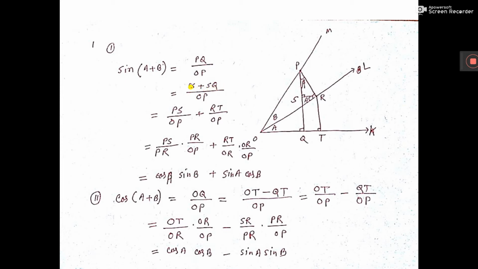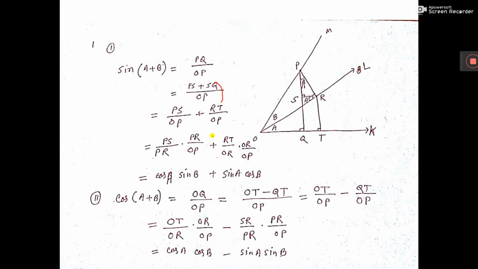Now we can separate PS by OP and SQ by OP. But see here I have written RT by OP. Why RT? Because this SQ is equal to RT. Because in the rectangle, as I told you, opposite sides are equal, so in place of SQ I have written RT. Now see here PS by PR into PR by OP I did. Again here RT by OR, OR by OP I did.